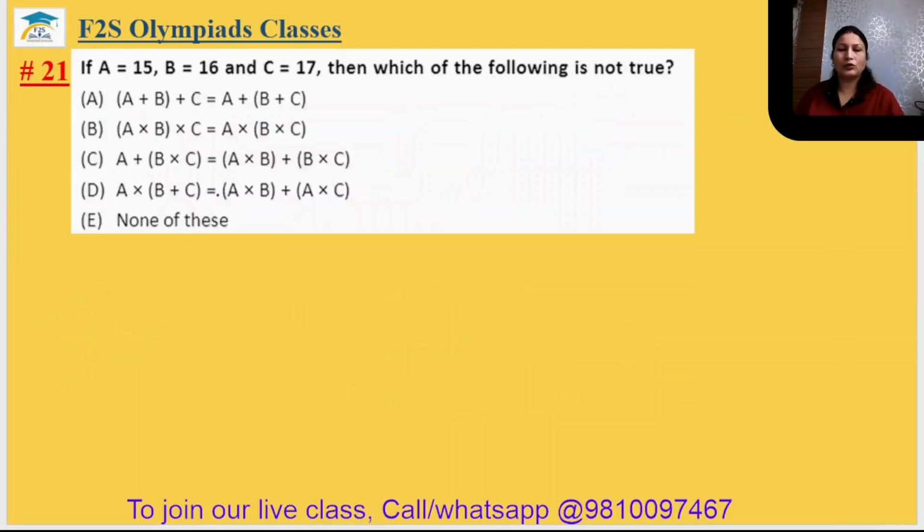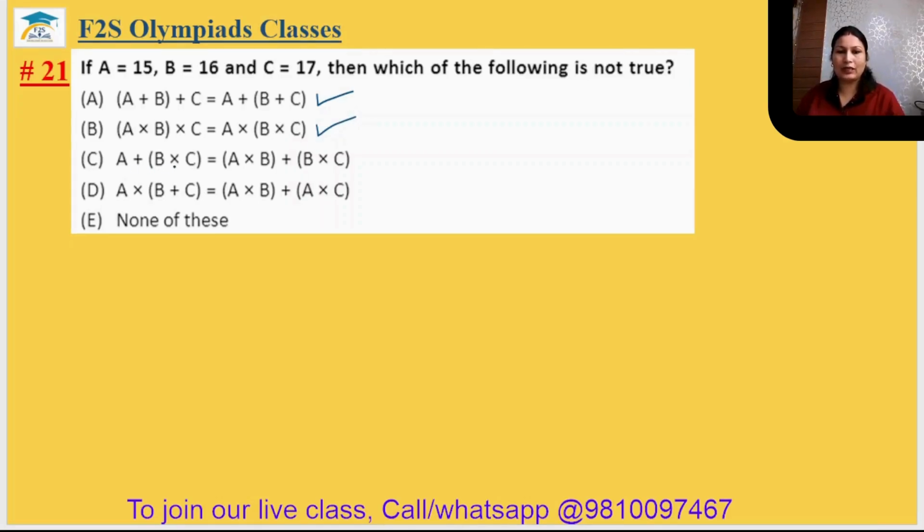Okay, come to question number 21. A equal to 15, B equal to 16 and C equal to 17. Which of the following is not true? A plus B plus C equals A plus B plus C. It is true, known as the associative law of addition. A multiply B multiply C equals A multiply B multiply C. It is also called the associative law of multiplication.